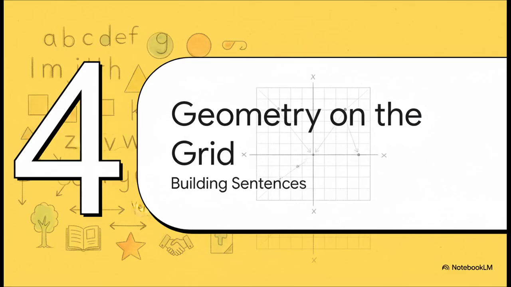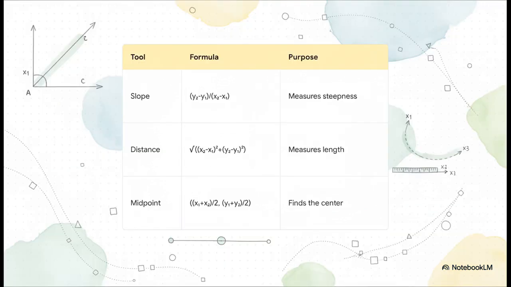Okay, let's recap. We've got our alphabet, the points and lines. We've got our nouns, the shapes. And we've got our verbs, the transformations. Now it's time to put it all together and start making some sentences. And that, my friends, is where coordinate geometry comes into play. And this right here, this is your essential toolkit. With just these three formulas, you can figure out almost anything about a shape on a grid.